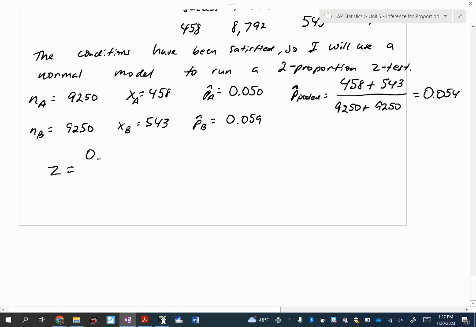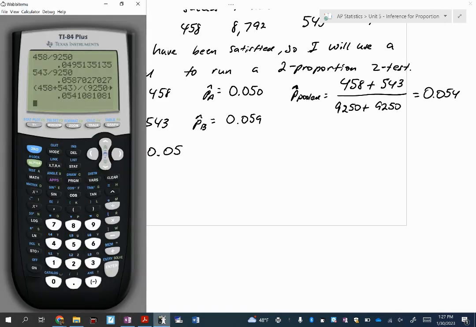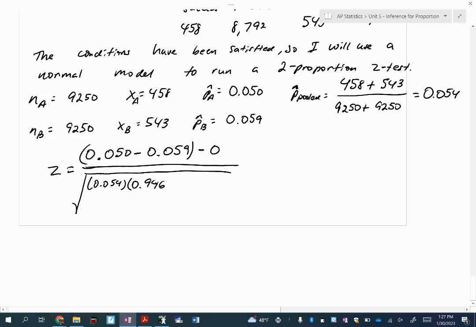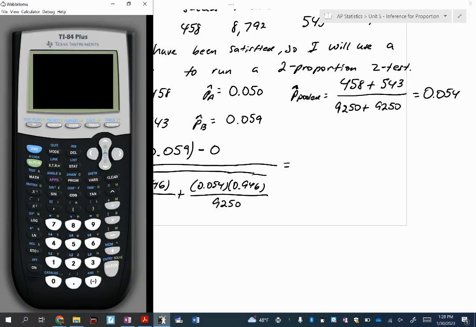So z-score equals 0.050 minus 0.059, over... so here's my pooled 0.054. If I subtract that from 1, I get 0.946. Over 9,250, plus 0.054 times 0.946 over 9,250. Again, these were the same for the sample sizes, but it doesn't always have to be like that.